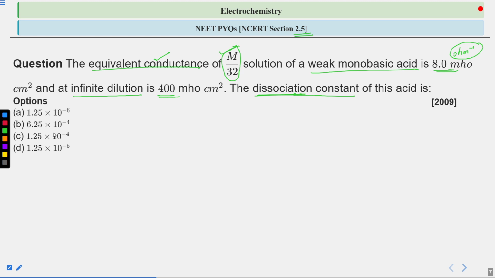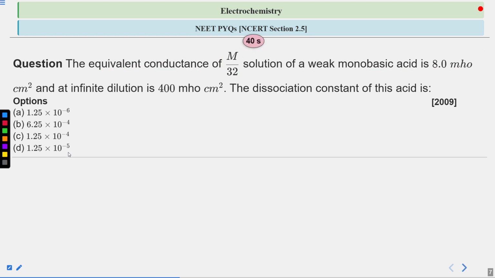We have 4 choices given: 1.25 times 10 to the power minus 6, 6.25 times 10 to the power minus 4, 1.25 times 10 to the power minus 4, or 1.25 times 10 to the power minus 5. So these are the 4 options. You have to select the correct one. You have some time, try to solve it, and then we will see which option is the correct answer.